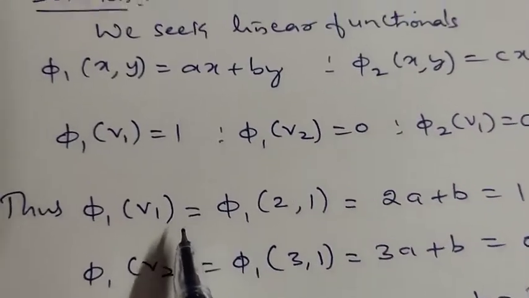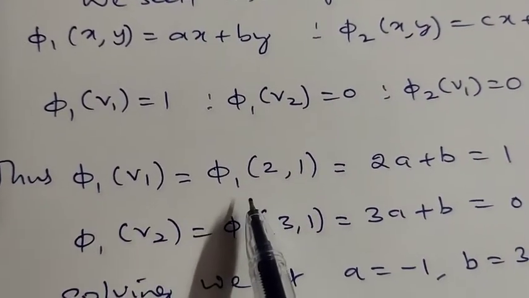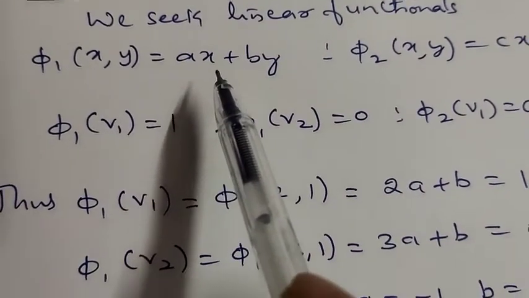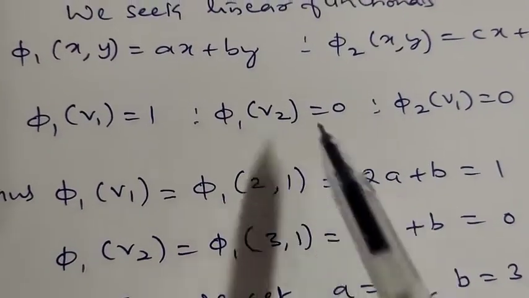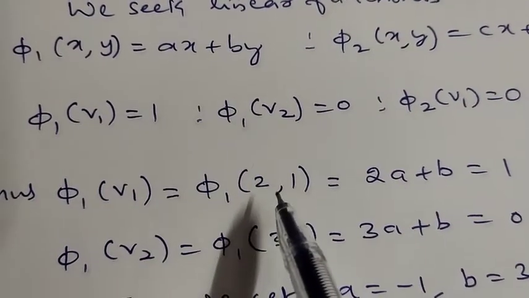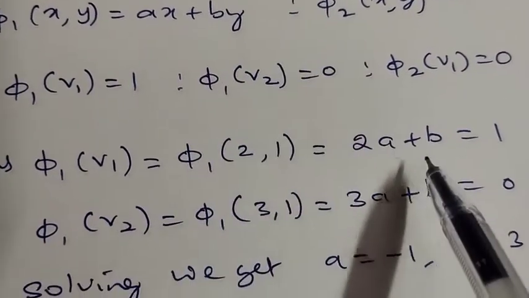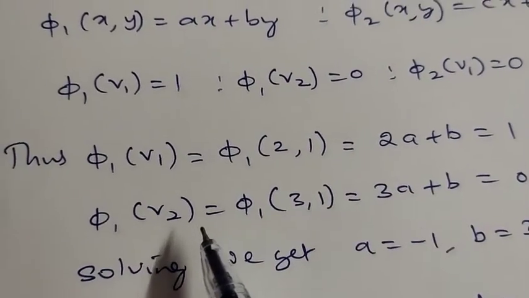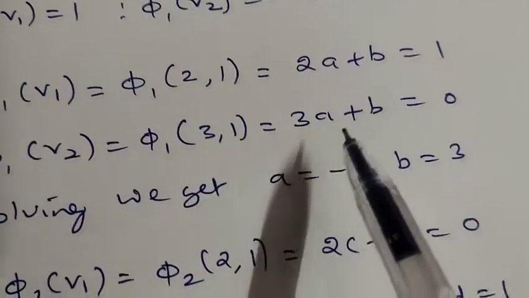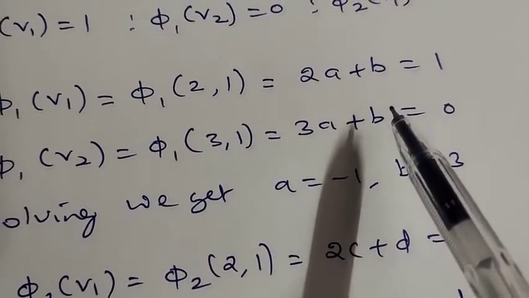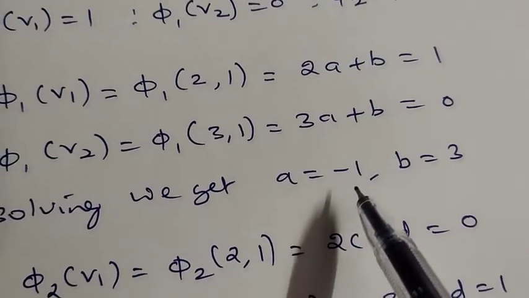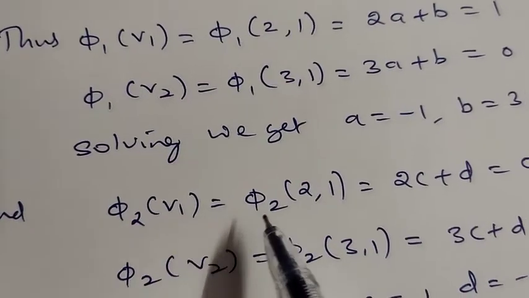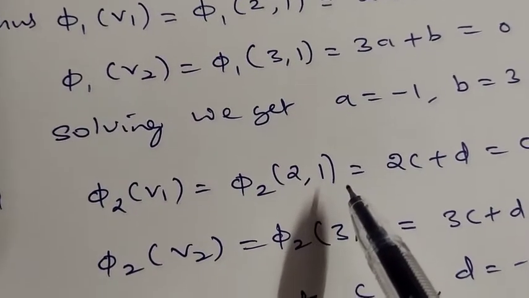Now phi 1 of v1 is phi 1 of (2, 1), which is 2a plus b, and that is equal to 1. Similarly, phi 1 of v2 is phi 1 of (3, 1), which is 3a plus b, and that is 0. If you solve these two equations for a and b, you get a equals -1 and b equals 3. And phi 2 of v1 is phi 2 of (2, 1). What is that?